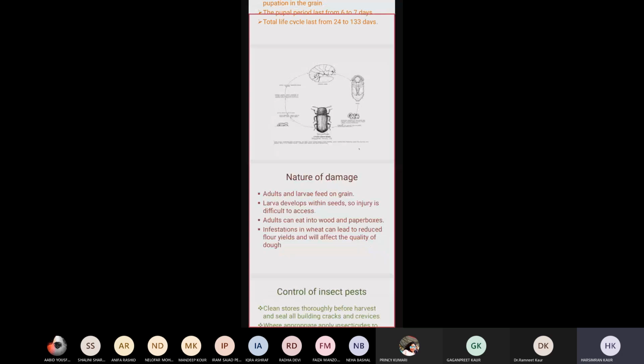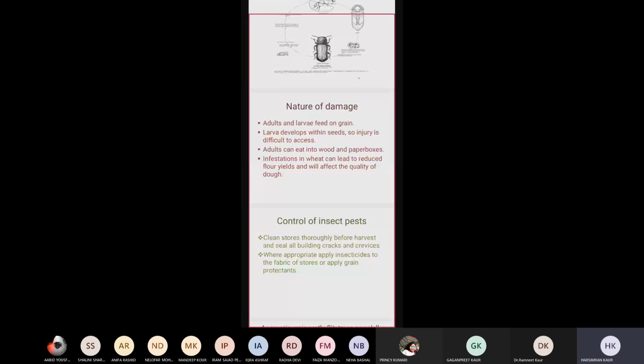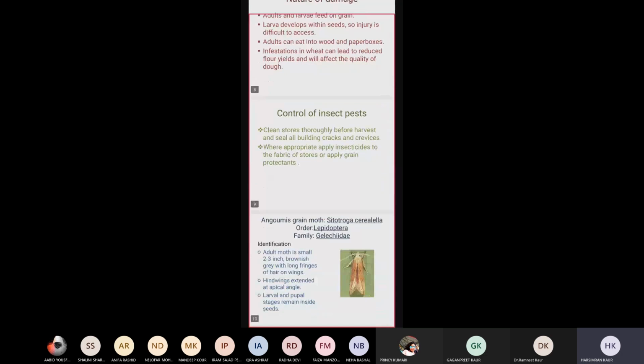Further, what are the preventive measures we can take to manage this pest, to control the insect pest, that is lesser grain borer? Firstly, we should clean stores thoroughly before harvest and seal all building cracks and crevices. The next point is, when appropriate, we should apply insecticides to the fabric of stores or apply grain protectants. Grain protectants help in preserving the quality of the grains from insect damage. Grain protectants are nothing but insecticides that are applied to the grain as it is being loaded into the storage space. Then further, the next pest is Angoumois grain moth.